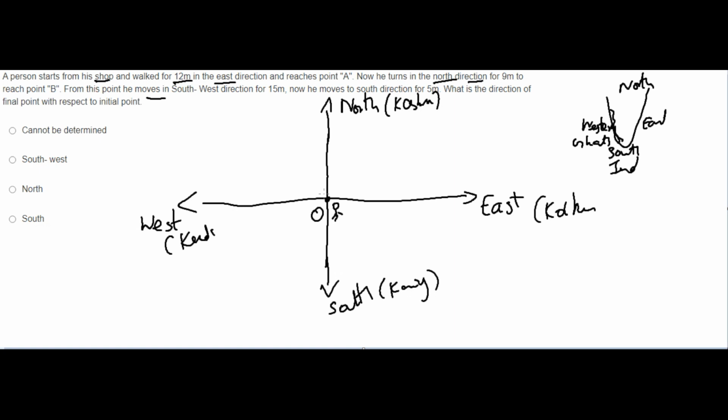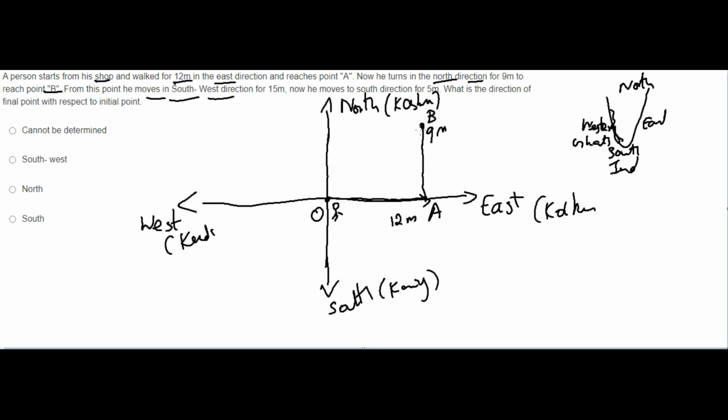From there he is going 12 meters in the east direction and reaches point A. So after 12 meters he reaches point A. Now he turns in the north direction, upside, right? In this direction he goes for 9 meters and reaches point B. Now from this point he moves southwest.